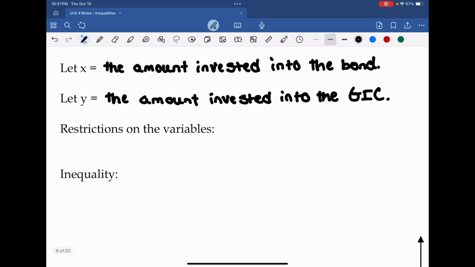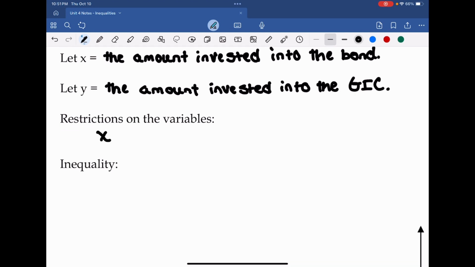Let's state some restrictions. Well, we clearly don't want to invest a negative amount of money in terms of the X's. That wouldn't make sense. We don't want to invest a negative amount into the bond, because that means we would actually owe money on it. So it must be greater than or equal to zero. If it's greater than or equal to zero, it can be all real numbers. Our Y value, same thing.